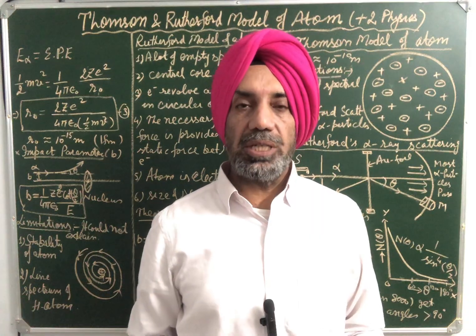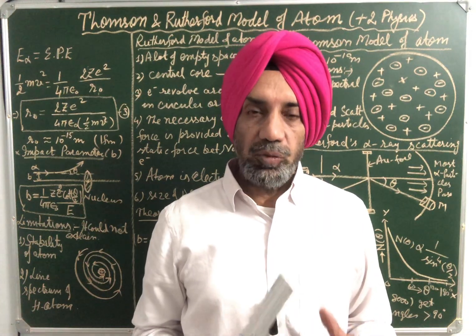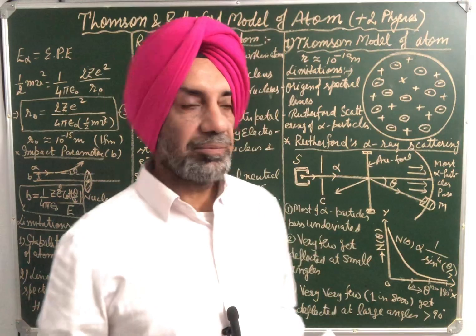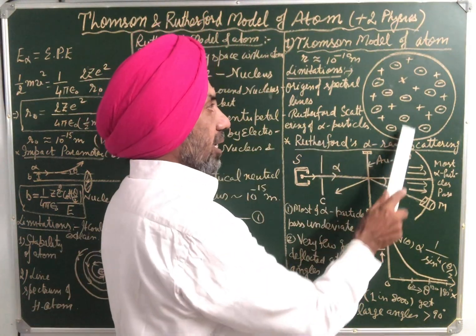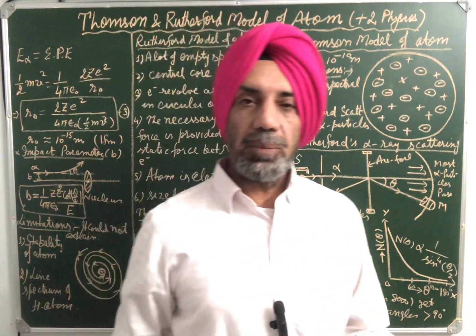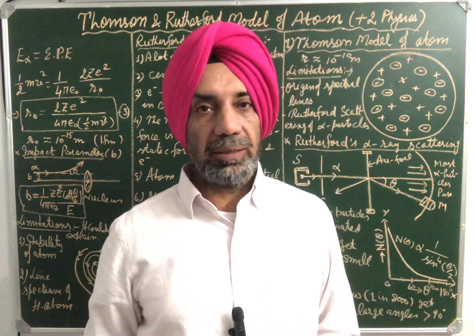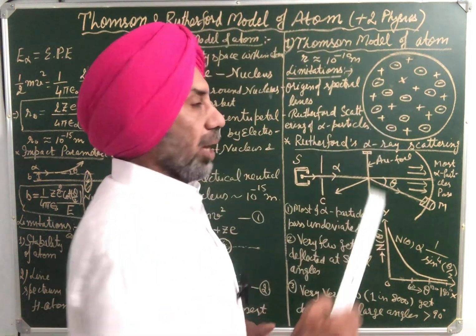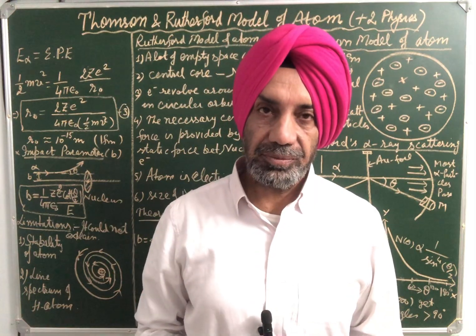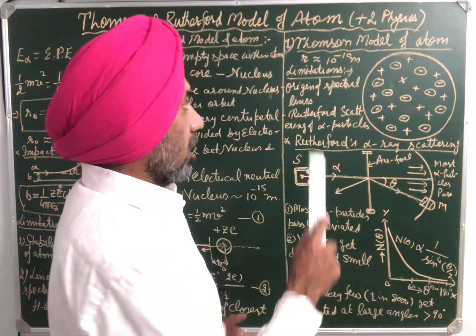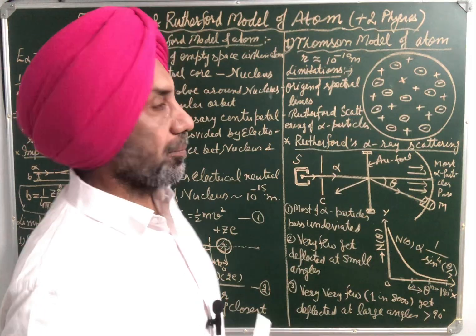The sphere is positively charged and uniformly distributed. Electrons are embedded just like plums in pudding or seeds in watermelon. That's why it is also known as plum pudding model. So this is Thomson model of atom.